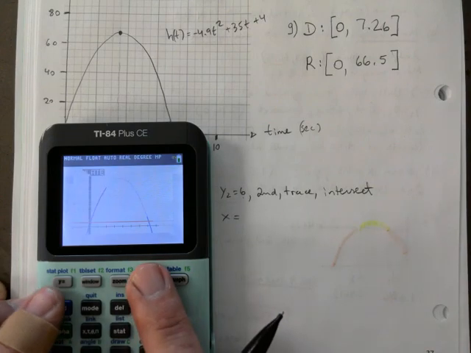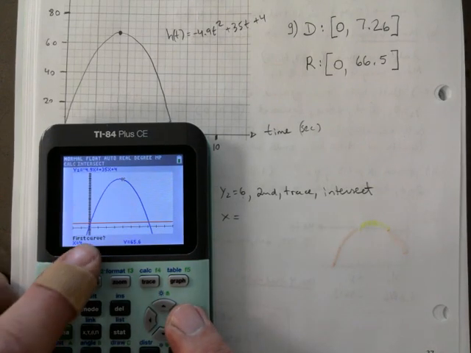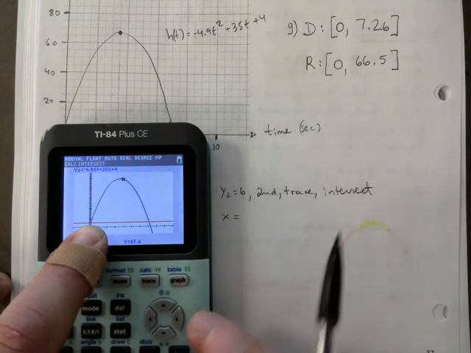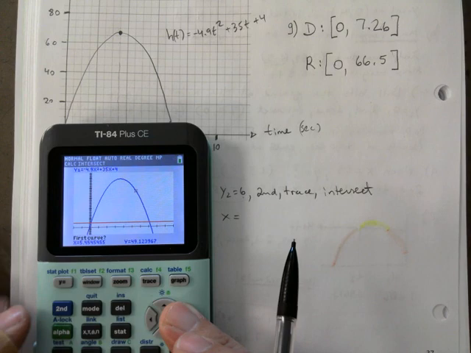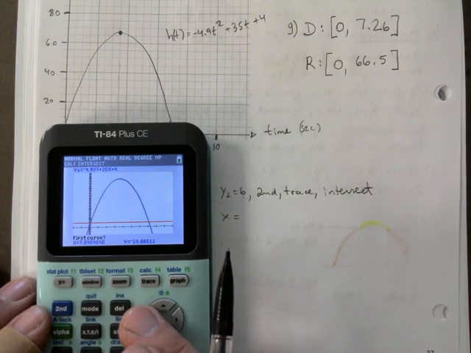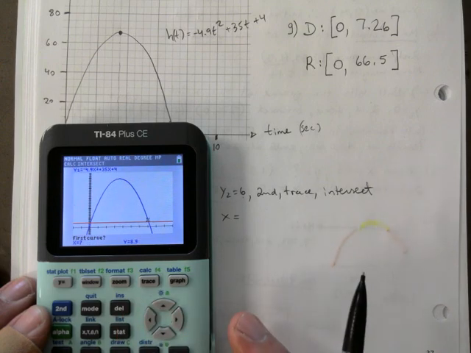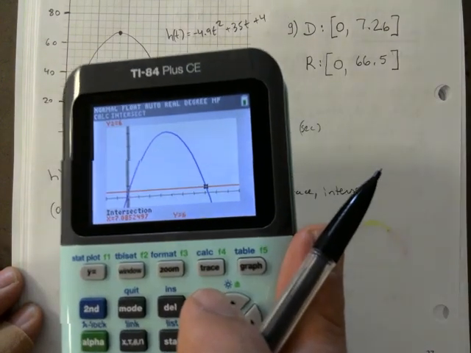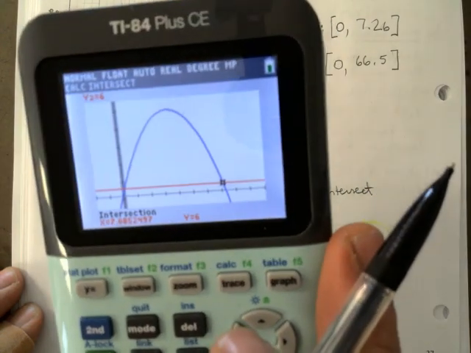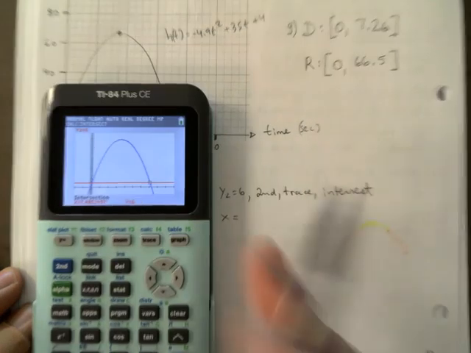So I'm going to go second trace 5. I don't care about the first instance, right? I care about the second one here. Unless the question asks how long did it stay at or above 6 feet, right? Could have asked that, but it didn't. So there it is, close enough to that one. Enter, enter, enter. We expect it to be less than 7.26, right? So this is actually 7.09.